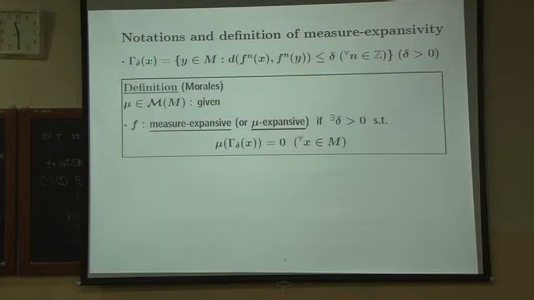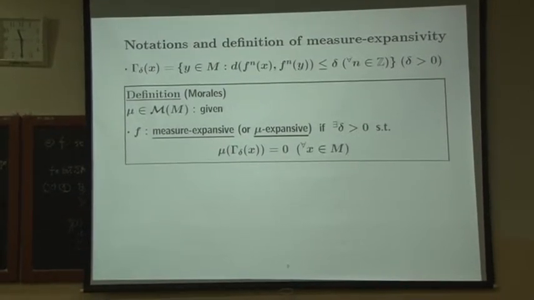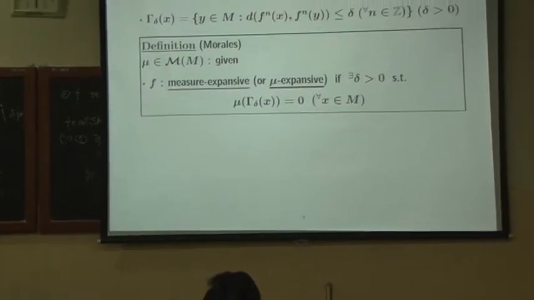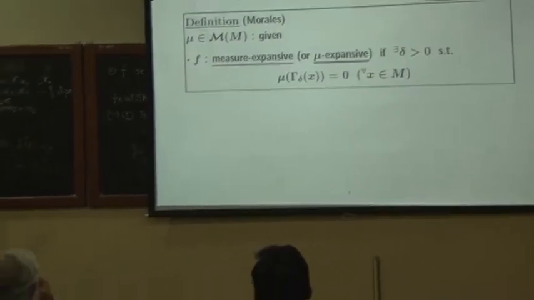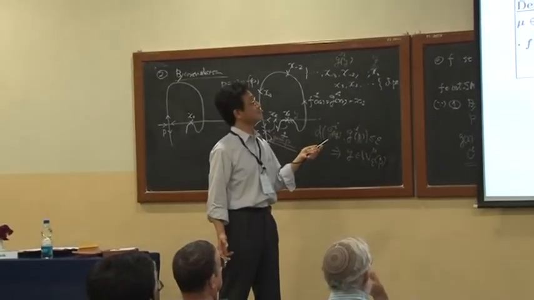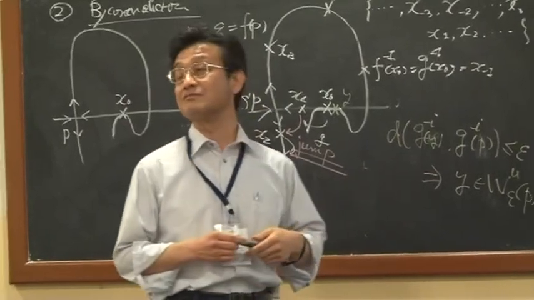Also, this set is the well-known target of entropy expansive, the definition of entropy expansive. We say that F is entropy expansive if the entropy of this set is zero.